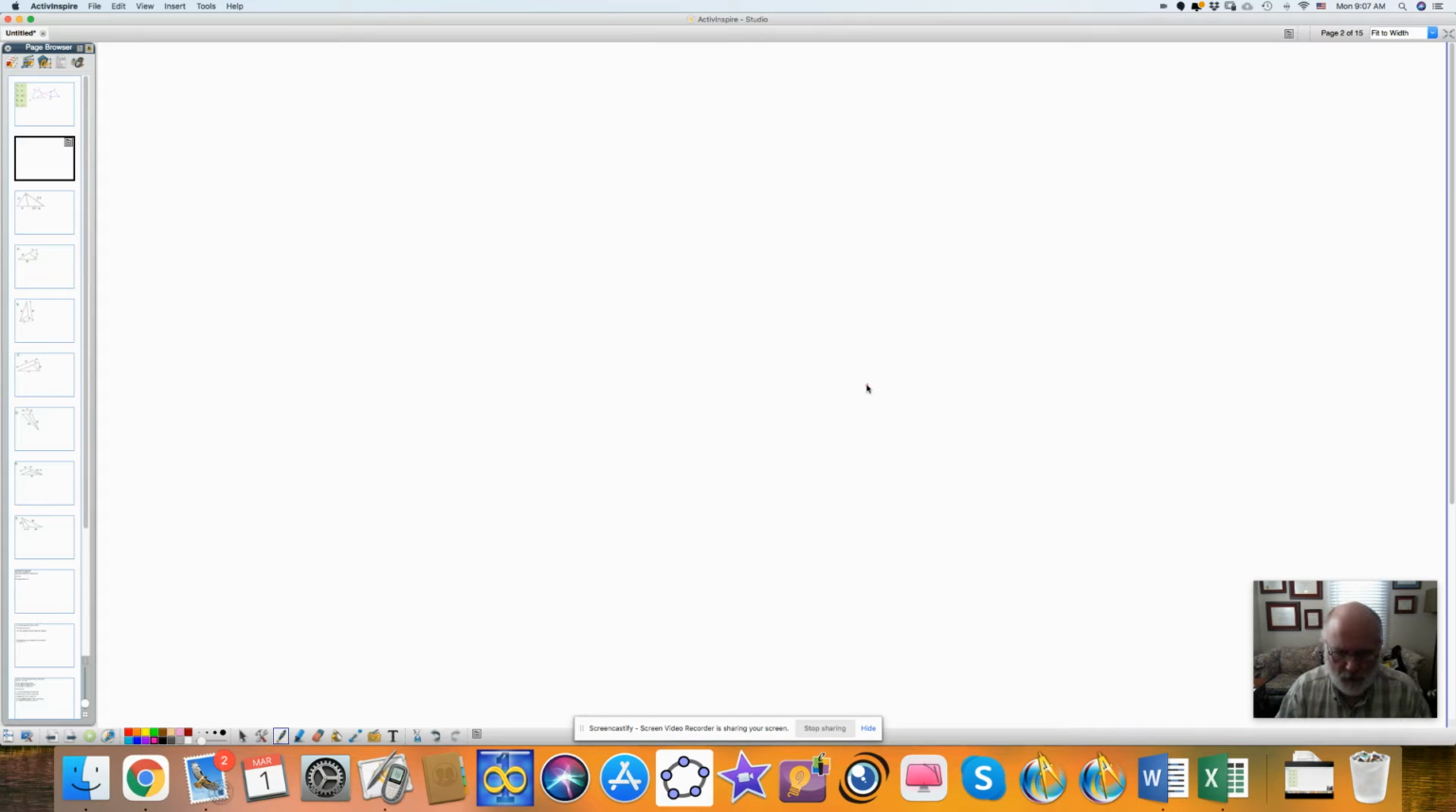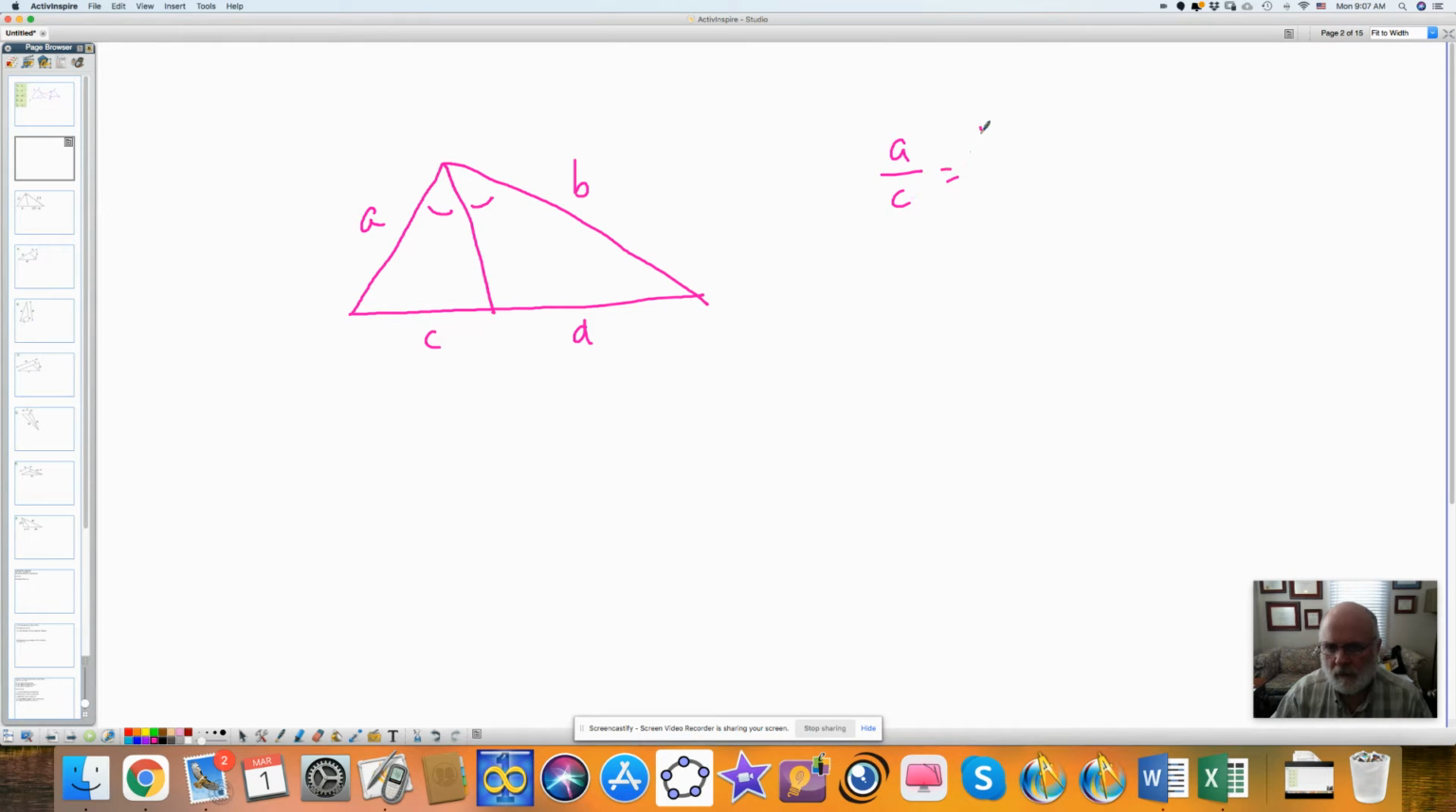I think I will explain to you the angle bisector theorem in short and explain to you what it is and why it works. If I have here a triangle, and let's just say this is an angle bisector, cutting this into two equal parts, my objective is to show you that A is to C as B is to D. That's what I'm going to try to show you.